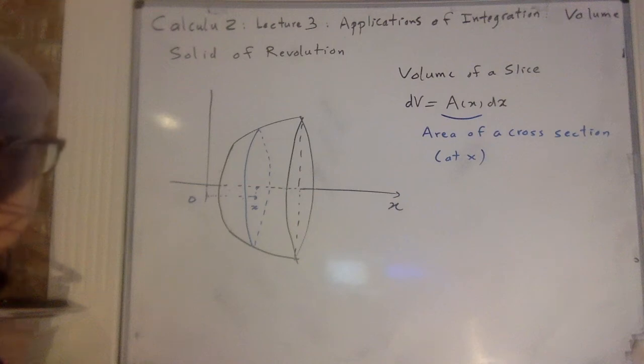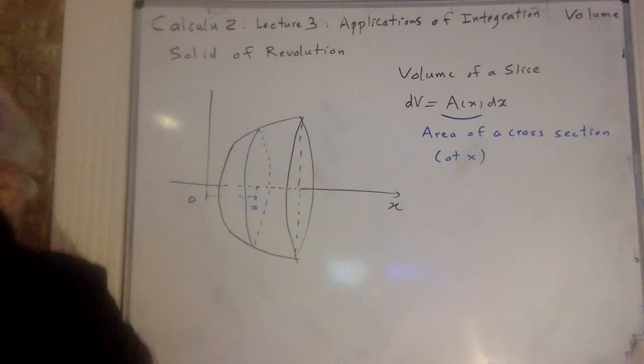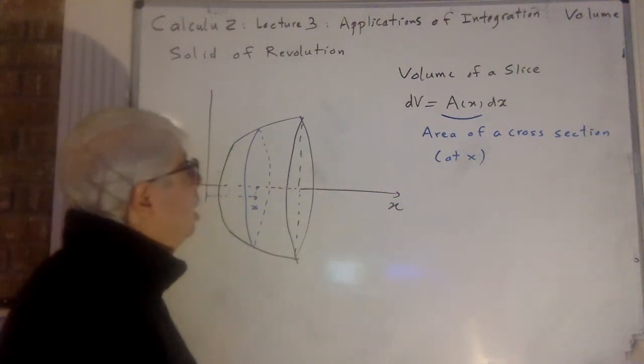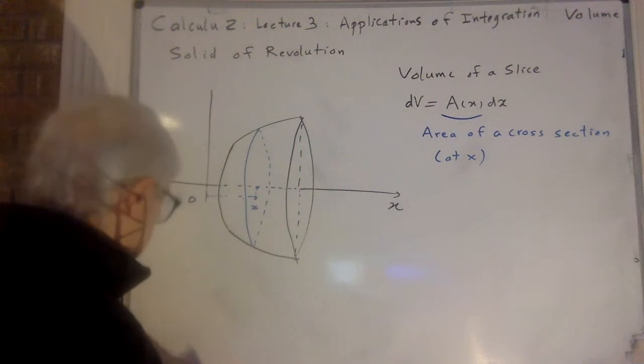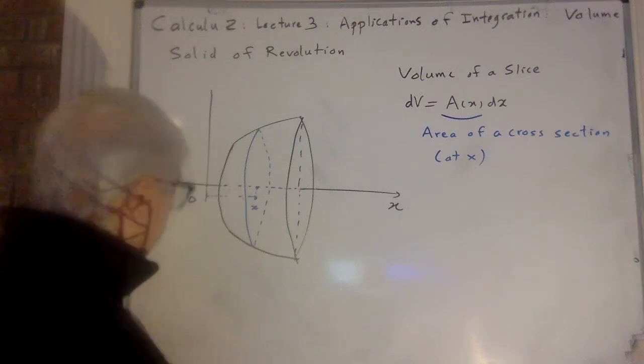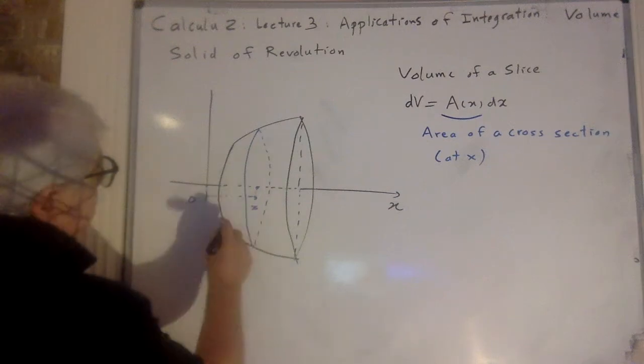Okay, sorry for the interruption. Let me continue. So I need this A(x) here, the area of the cross section. So let's look at this more carefully.